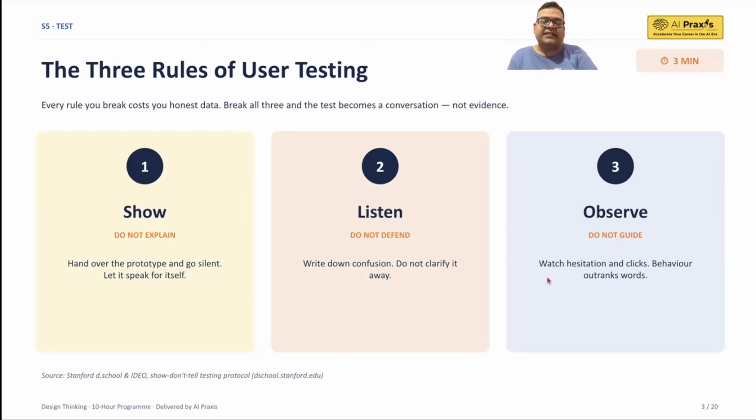Rule number 3 is observe and don't guide. People often reveal more through actions than through words.